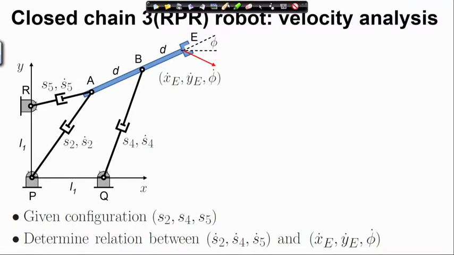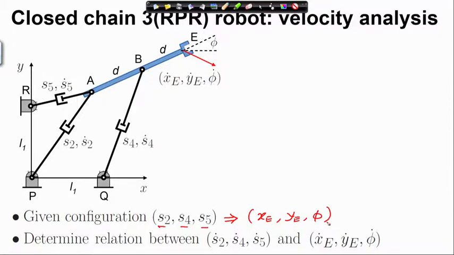Here we need to recall that we had already discussed the displacement analysis, the configurations S2, S4, S5. So, given S2, S4, S5, the configuration of the manipulator is specified, and we had found x e, y e and phi. So, this is a 3 degree of freedom manipulator. So, we have 3 inputs S2, S4 and S5, and we can find out x e, y e and phi.